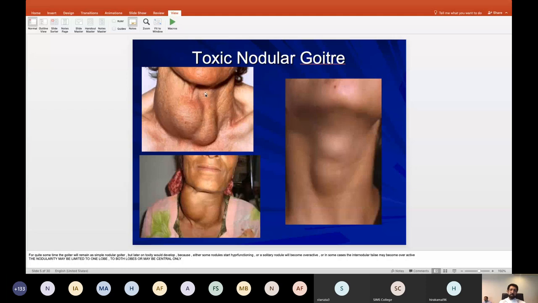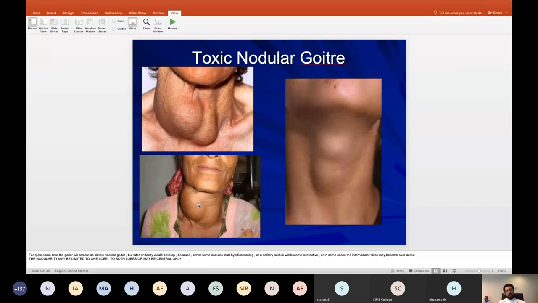Actually, what happens is that some of the nodules become hyperactive and start producing an excessive amount of thyroxine. And this excessive amount of thyroxine suppresses the other part of the gland. So that's one mechanism. Sometimes there's just a single nodule or two nodules that keep on increasing in size because of the stimulus. And sometimes in diffuse toxic nodular goiter, the thyroid tissue intervening between the nodules starts increasing in size. So there are three ways you can have a toxic nodular goiter.